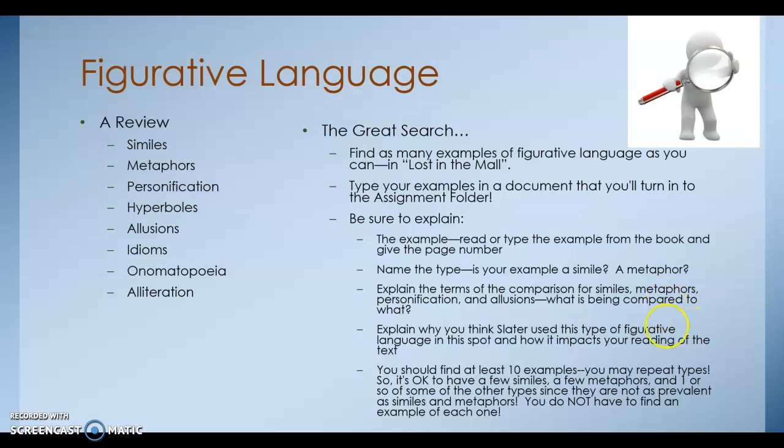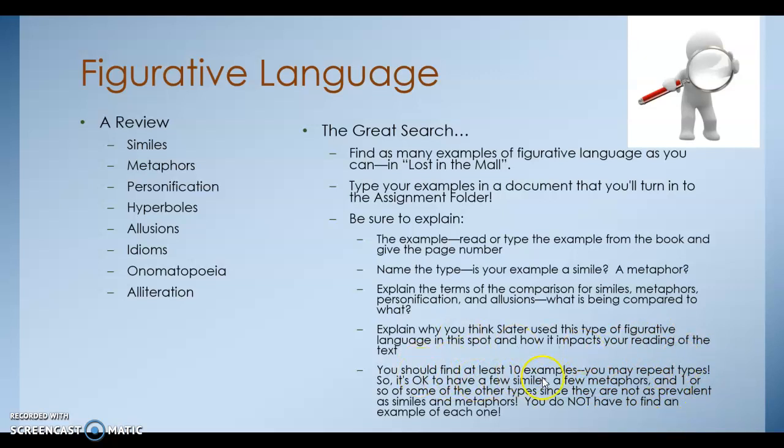Then explain why you think Slater used this type of figurative language in this spot and how it impacts your reading of the text. I did that with each example that I pulled out of the book, and so you'll just be doing that too. Why is Slater using this? Why is she describing Loftus this way? Why is she describing the other psychologist this way? Why is she describing the experiment like this? Why is she doing that, right? See if you can explain why Slater is using it.